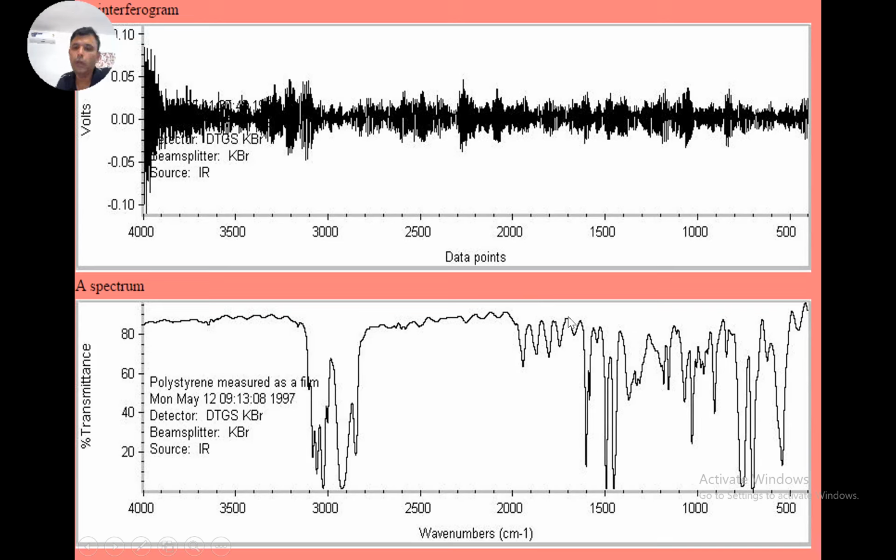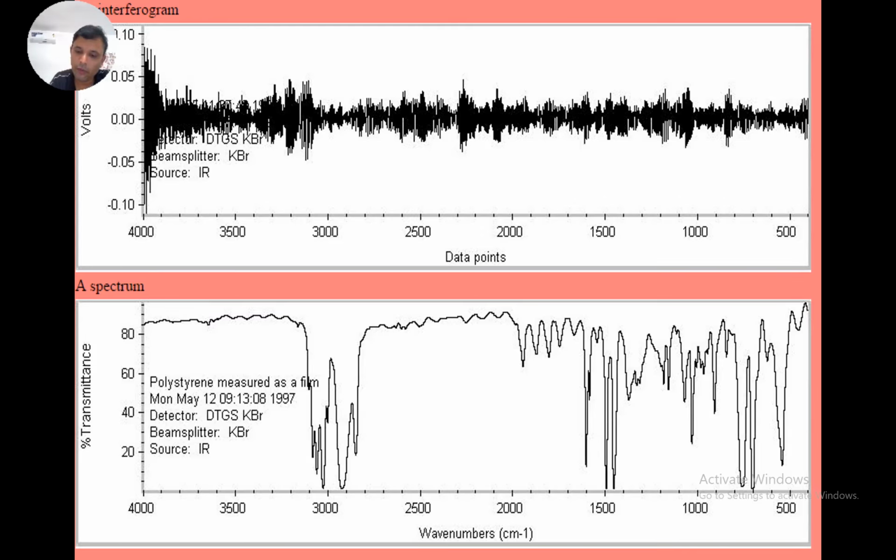So the main advantage of Fourier transformation is we will get the signals or the spectrum at the earliest. That means within a second we can generate the spectrum, and we can do the scanning many times. That means around 45 to 50 times we can do this scanning within a minute. So the resolution of the spectrum will be very high.